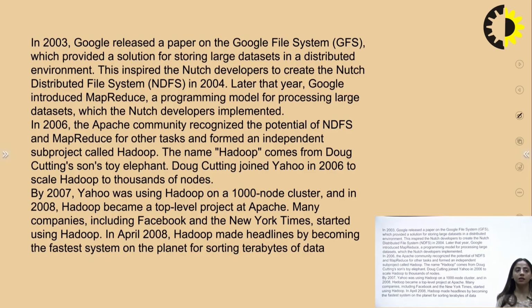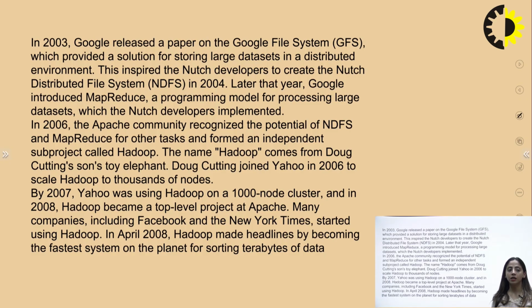In 2003, Google released a paper on the Google File System, which provided a solution for storing large data sets in a distributed environment. This inspired the Nutch developers to create the Nutch Distributed File System in 2004. Later that year, Google introduced MapReduce, a programming model for processing large datasets, which the Nutch developers implemented. In 2006, the Apache community recognized the potential of NDFS and MapReduce for other tasks and formed an independent subproject called Hadoop. The name Hadoop comes from Doug Cutting's son's toy elephant.